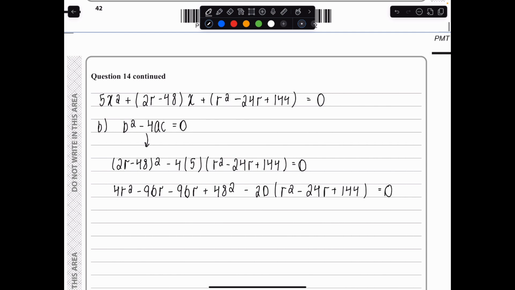Now, since this is a calculator paper, feel free to just put the larger calculations in your calculator. So we have 4r squared minus, now 96 times 2, that's simply minus 192 lots of r. 48 multiplied by 48 is positive 2,304. Then we have minus 20 lots of r squared. Then we have 20 times by 24, which is positive 480r, because we have a negative multiplied by a negative. And then we have 20 multiplied by 144, which gives us negative 2,880, and that is equal to 0.